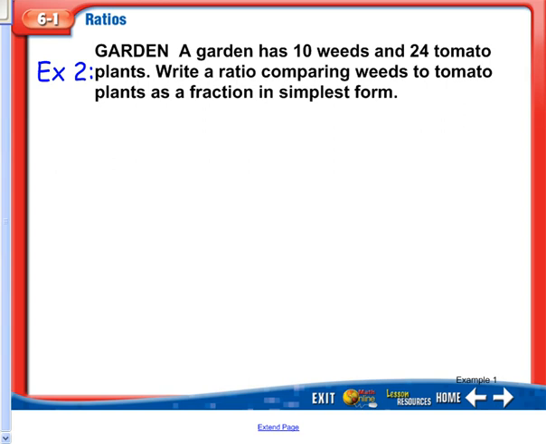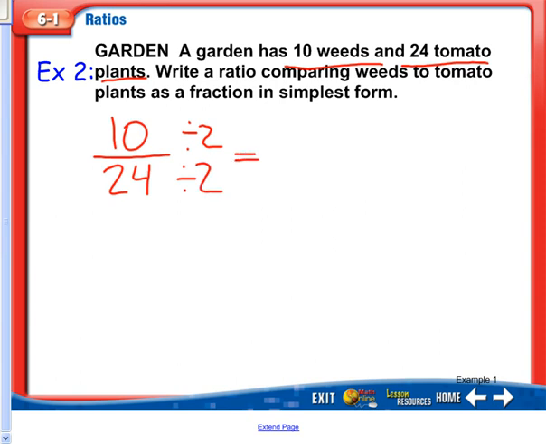Example 2, a garden has 10 weeds and 24 tomato plants. Write a ratio comparing weeds to tomato plants as a fraction in simplest form. So again, with 10 weeds and 24 tomato plants, we're going to have 10 on top for weeds and 24 on bottom for tomato plants. I see right away that these are both even, so I'm going to divide both by 2. 10 divided by 2 is going to give me 5, and 24 divided by 2 is going to give me 12, and that is my final answer. That's 5/12 is our simplest form.